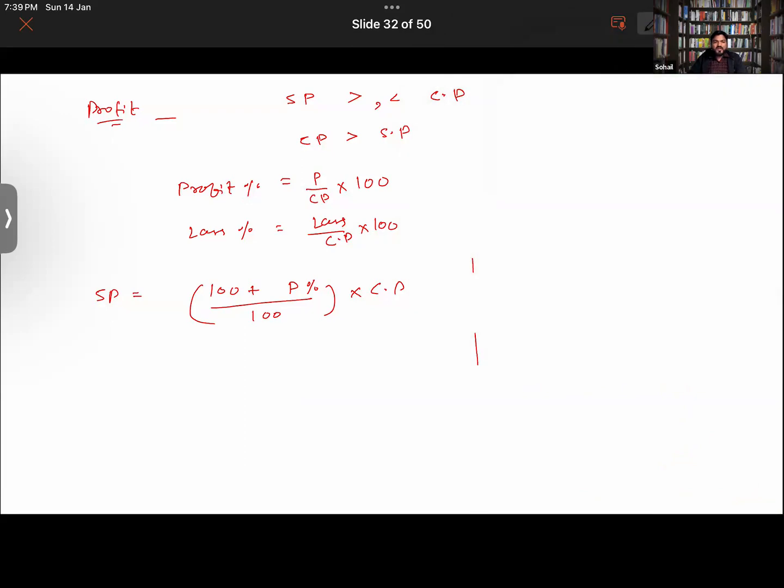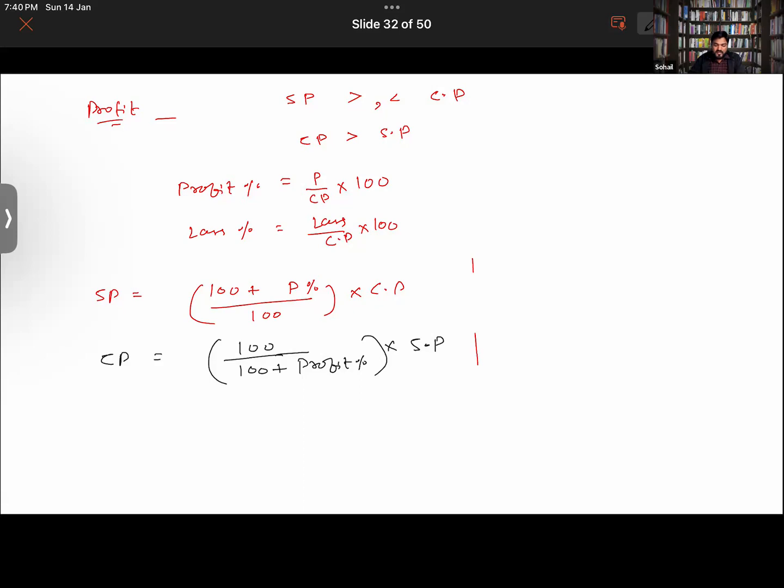What if the selling price is provided and the profit percent is provided? You need to find the cost price. So cost price equals 100 upon 100 plus profit percent, multiplied by selling price. So this is another formula. Hope that is clear.